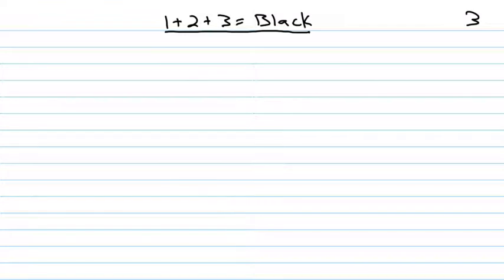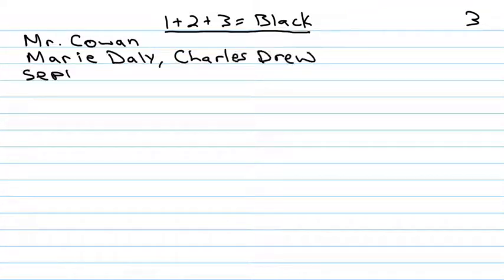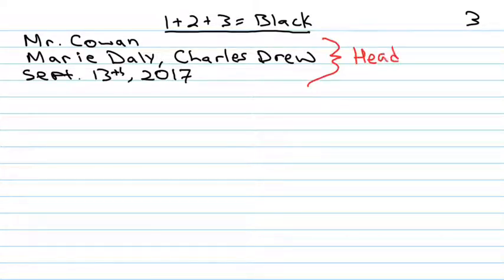Now, page 3 is going to be the start of the lab. What you're going to see on your lab rubric is part 1 and part 2. Part 1 is the title of the lab, part 2 is the header. I'm going to show you both of those right now. So the title, of course, of the lab is 1 + 2 + 3 = black. The header will include your name, your lab partners' names, and the starting date of the experiment.